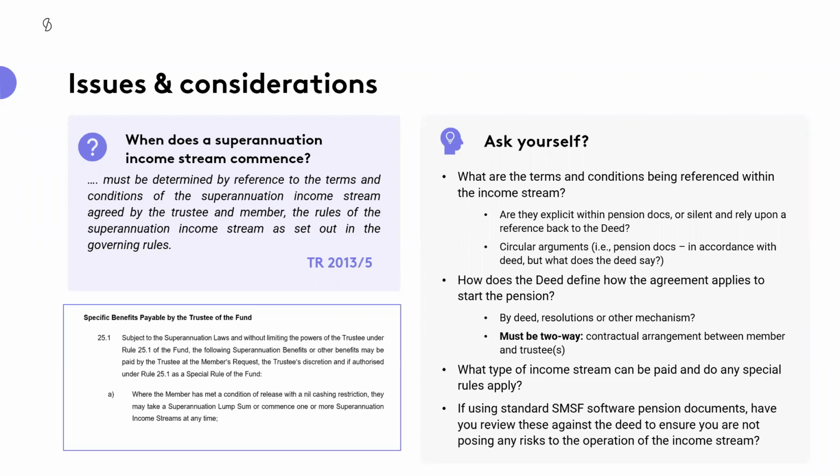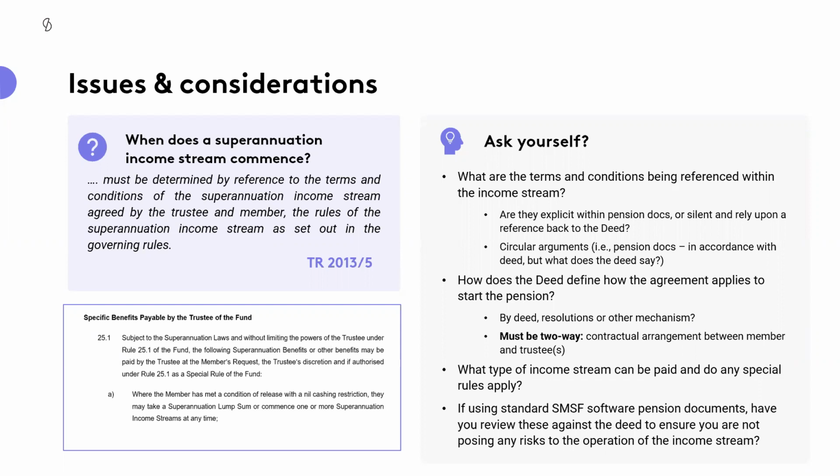So again, there's a few questions you need to be asking here. What are the terms and conditions that are being referenced within the income stream? Are they explicit within the pension documents, or are they silent and rely upon references back to the deed? Again, what you don't want to have here is what I call circular arguments.